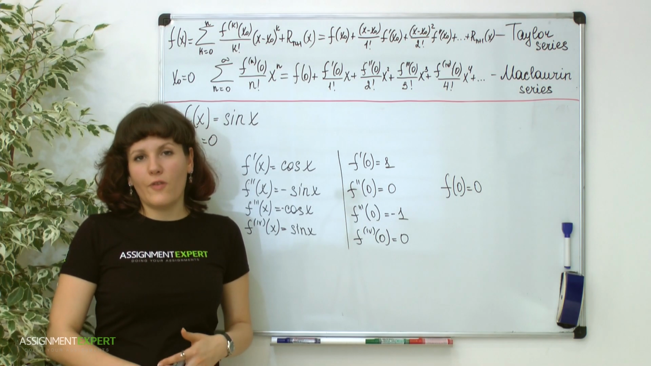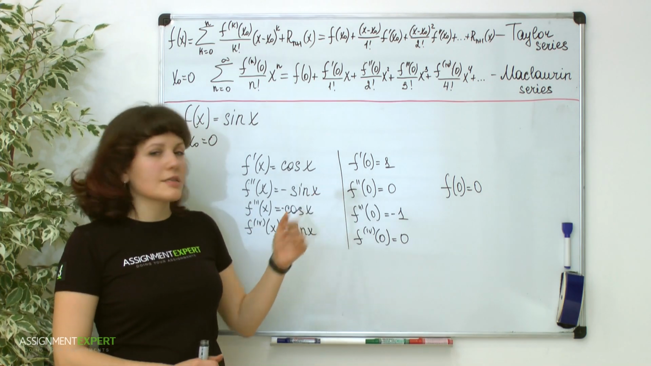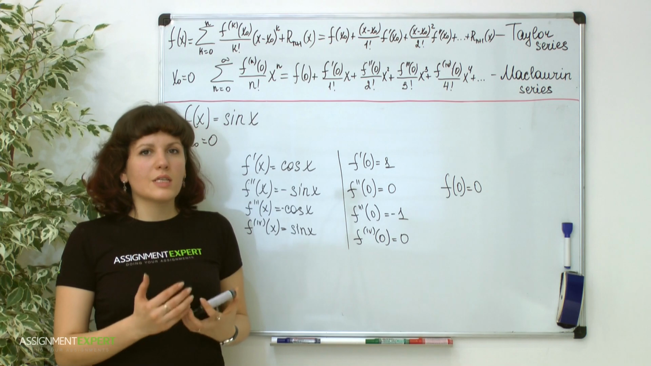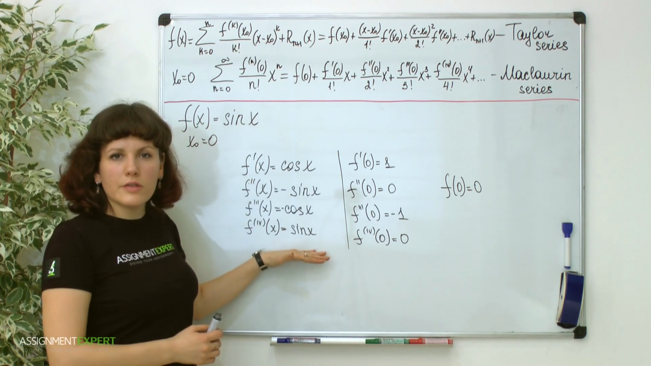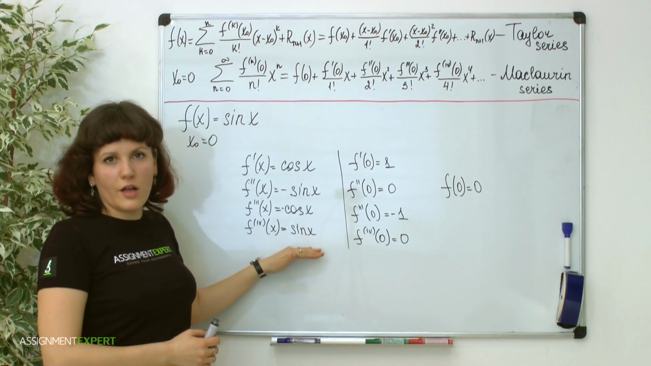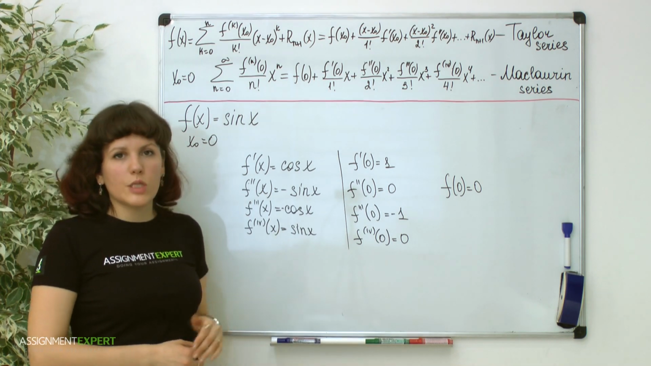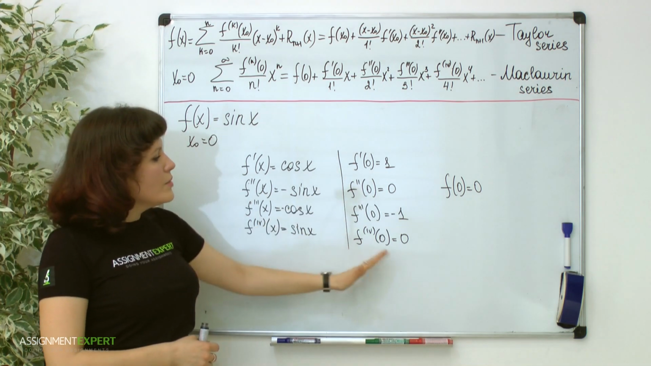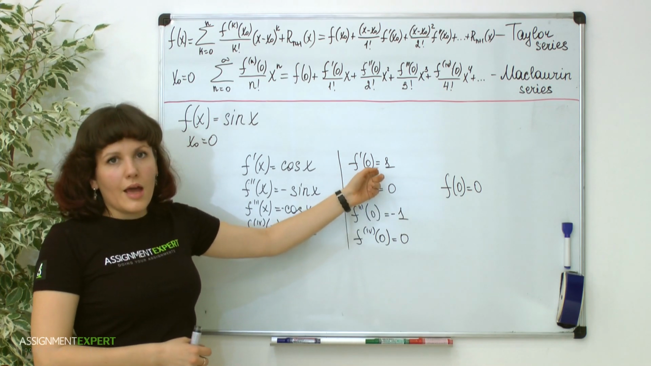Now let's consider sine function. The expansion of this function into a Maclaurin series can be found similar to the expansion of cosine function. Here we can see the derivatives of sine of x. On the first step we get our initial function f of x, so therefore further we'll get derivatives in the same sequence. Here we can see the values of our derivatives at the point 0.